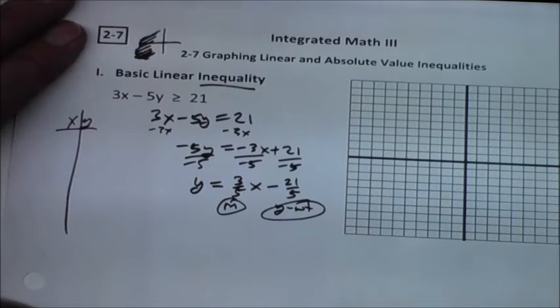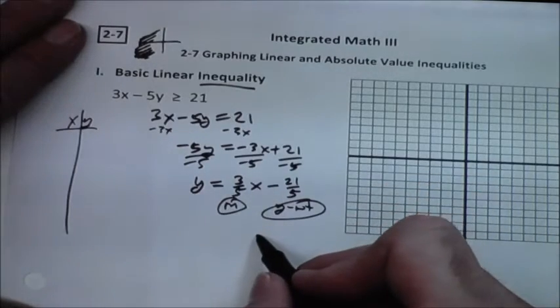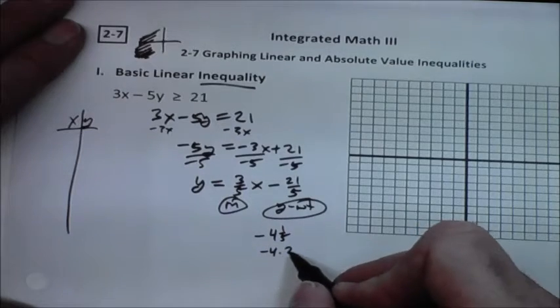Yes. If you're looking for a decimal, it's 4.2. Yes, and that's the thing, is I could do it as a decimal, or I can make it a fraction, because that's going to be either negative 4 1/5 or negative 4.2.